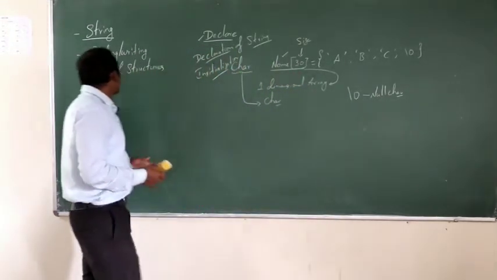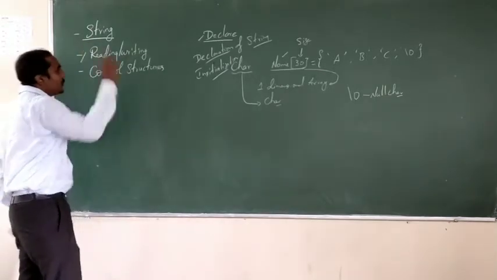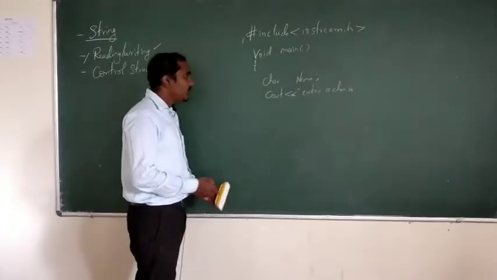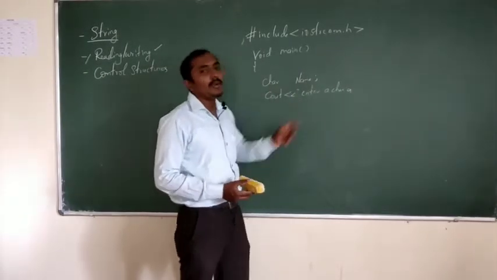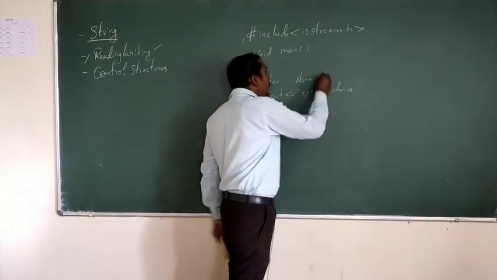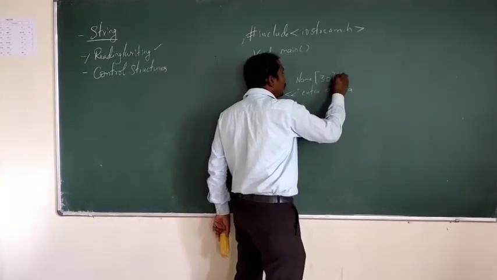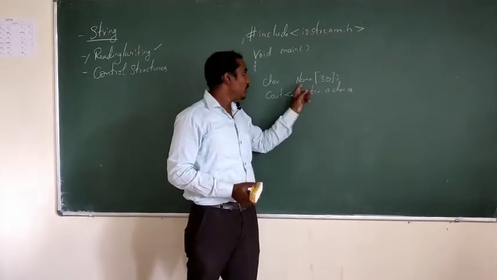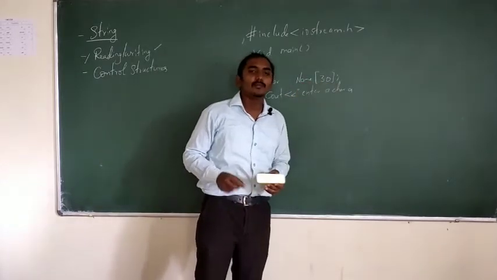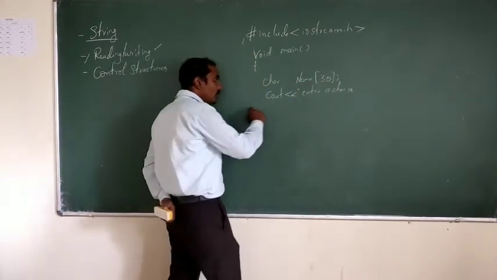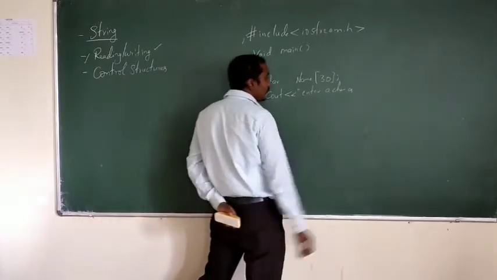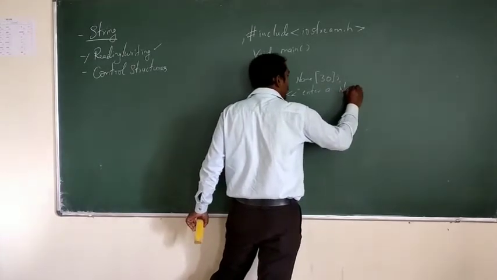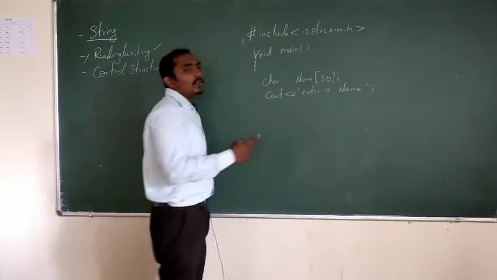Next, coming to the next topic, which is how to read the string. We have seen how to define the string. First, character followed by the variable name, and we define how many characters we are going to use, that is 30 characters. That is a single dimensional array. The variable name is name, and we are going to store 30 characters here. First we give the statement cout, enter a name. So I'll just write enter a name. This will be printed on the output screen.